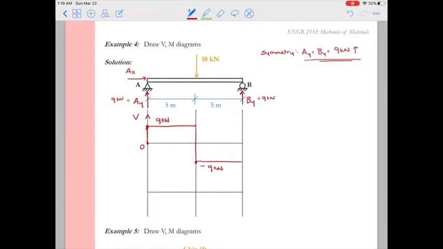Again, nothing changes from here to the end. At the end, we have 9 kilonewtons pushing us back up to 0. It's always good to see that our shear diagram closes back to 0. I'll go ahead and put my positive and negative sign conventions in there for shear. All right, now it's on to the moment.